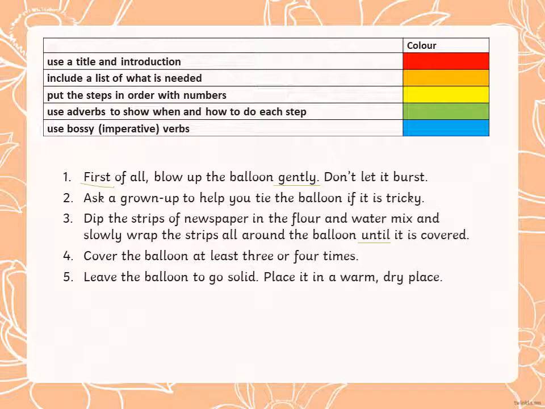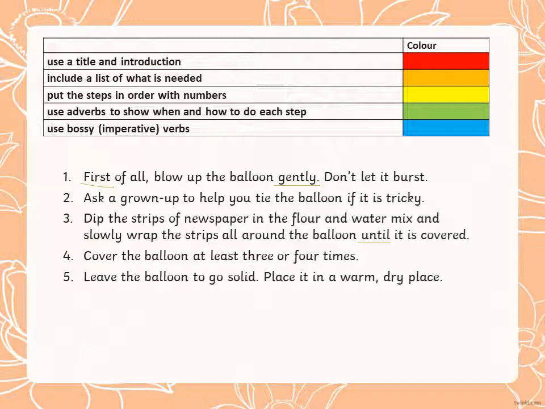Now we're going to look for some bossy verbs. Verbs tell the person reading what to do. So let's look at the first sentence. First of all, blow up the balloon gently. Don't let it burst. What's the action that has to happen there? Well, it's blow, isn't it? That's the action they have to do. That's the verb. The action is the verb.